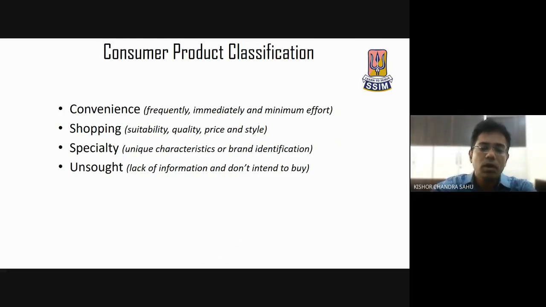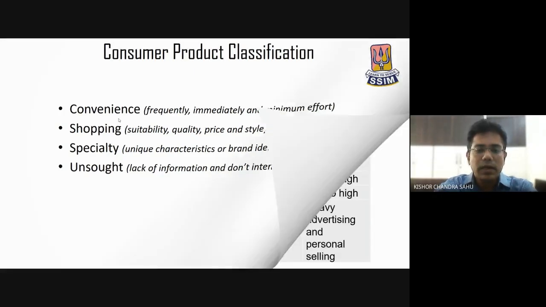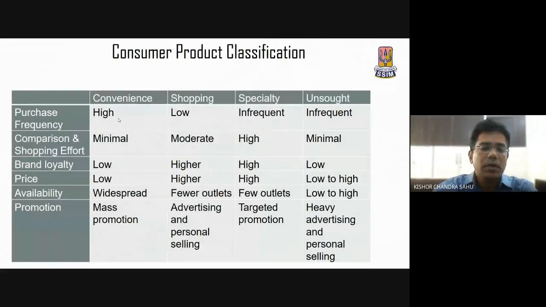So those are called unsought products, and they can be classified and seen like this, based on different parameters: purchase frequency, comparison in shopping effort, brand loyalty, price, availability, and promotion, right? So unsought products are bought very infrequently, and convenience products are purchased with high frequency, right?